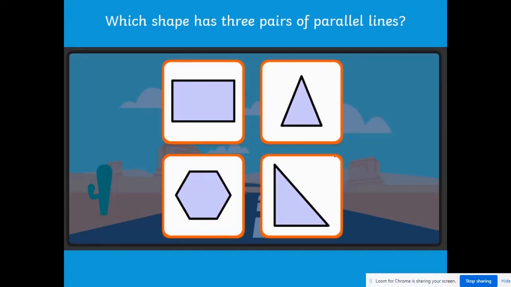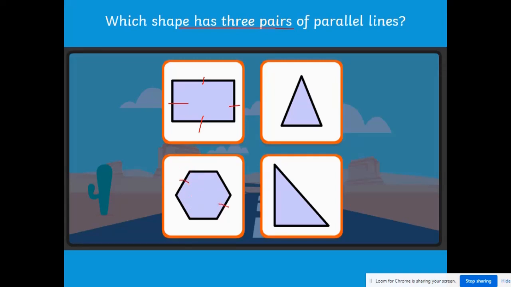Now, which among these has three pairs of parallel lines? Now look carefully. Let's take one shape at a time. Now how many pairs are there in this shape? One pair, another pair. So how many did we get? We got two pairs, but we want three pairs. Okay. What about this? Does this have parallel lines? No. What about this shape? Let's check.